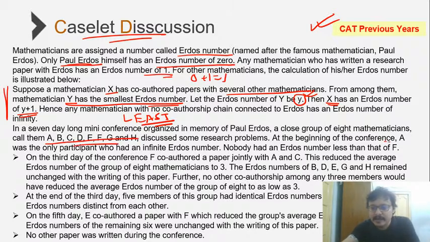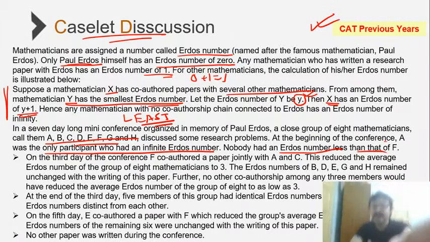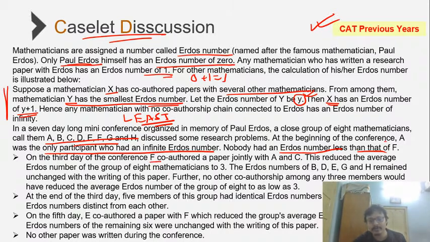So in a conference here, they are talking about 8 people, A to H, out of which A was the only participant who had an infinite Erdős number. Nobody had an Erdős number less than F. What does this mean? If F has the least Erdős number, then everybody in the group will want to co-author a paper with F, because that is the only way you can reduce your Erdős number.